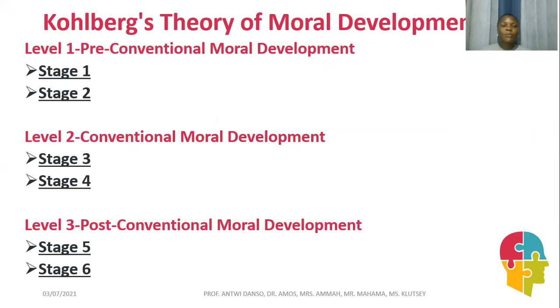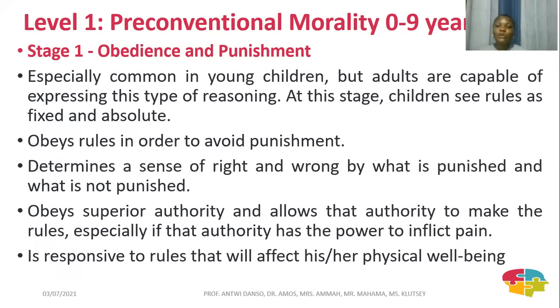Level 1 is pre-conventional morality, and there are 2 stages under it. Level 2, we have conventional morality. There are 2 stages under it. And then level 3, we have post-conventional morality, and there are 2 stages under it. So we take each of the levels and the stages and we see what happens there.